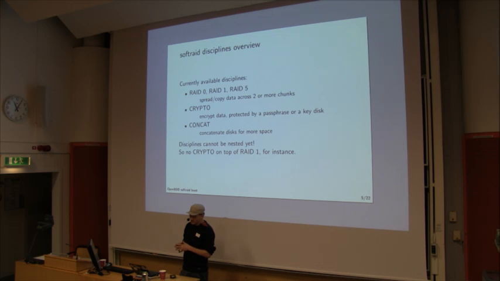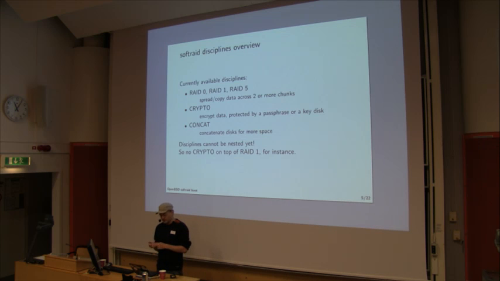So again, a list of the disciplines. The RAID stuff should be obvious. The crypto stuff encrypts data, and it has two ways of unlocking the volume. So you have the passphrase and the key disk. And the key disk we're going to talk about in a bit. It's quite interesting. And you have concat.